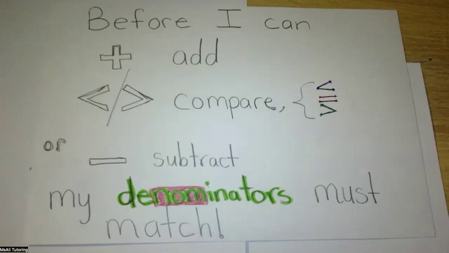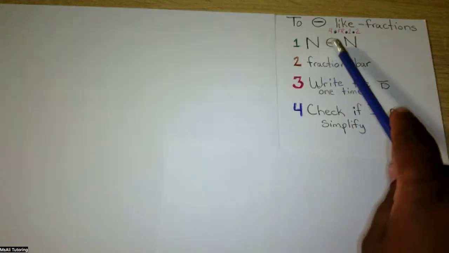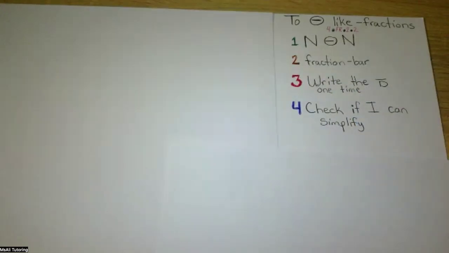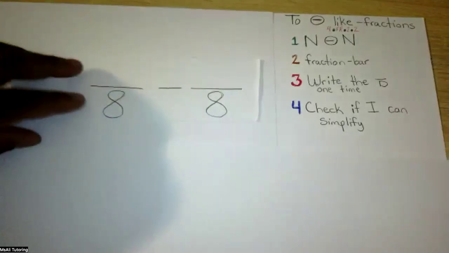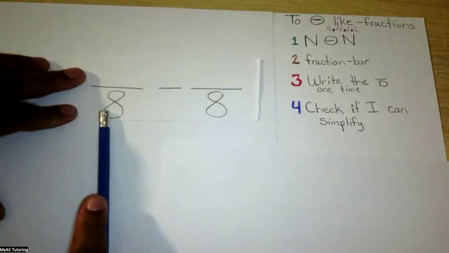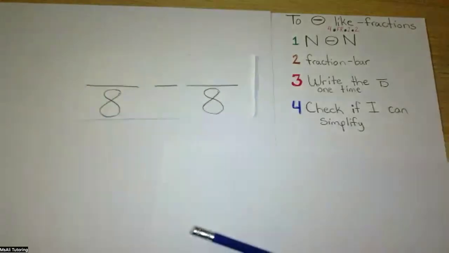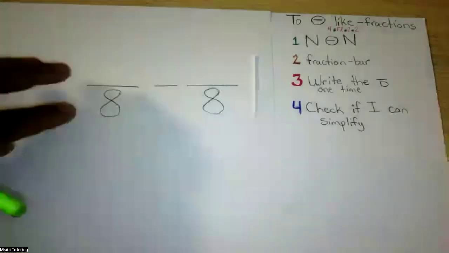So once my denominators match, how do I subtract like fractions? Well, to subtract like fractions, numerator minus numerator, fraction bar, write the denominator one time, check if I can simplify. So here we have eighths minus eighths. I have eighths and I want to subtract eighths from them. Those have the same fraction name. They do have a common denominator.